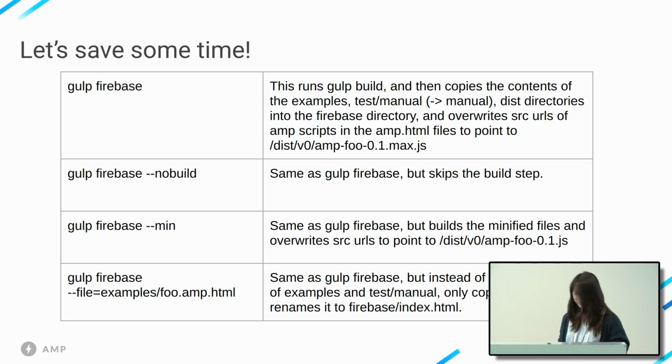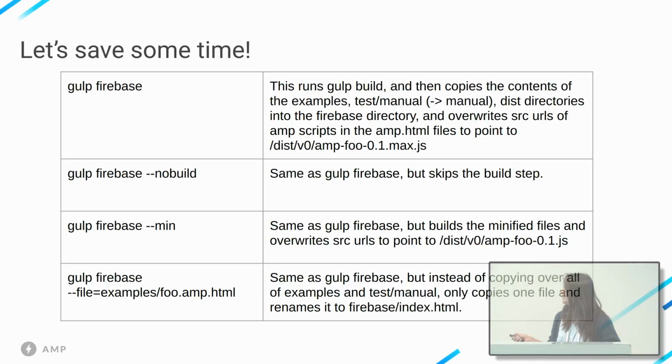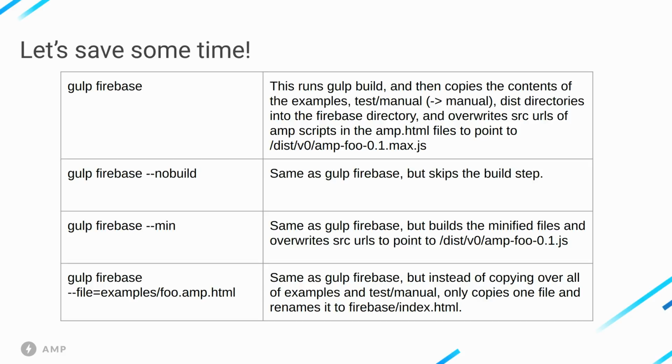Cool. So again, part of what I'm trying to do here is save everyone time. So usually, you've been developing, and you run gulp build. You were testing already, so sometimes you don't need to run build again. Saves you 4 minutes. Sometimes you want to deploy a minified version of all of your files instead of the unminified version. So use --min for that. And sometimes I actually only care about one AMP HTML file, right? I don't want to actually copy all of manual or all of examples. Just pass it a file.